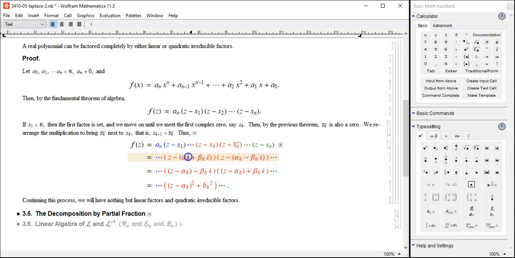So z minus alpha k minus plus or minus beta k i over here. Here, minus minus, so this is plus. So what did we end up with? These two are conjugates. This is the real part, and that's the imaginary part. This is the real part, that's the imaginary part. These are conjugates. So if you multiply two conjugates, what do you get? You get the modulus squared. So the result is a complete square plus square.